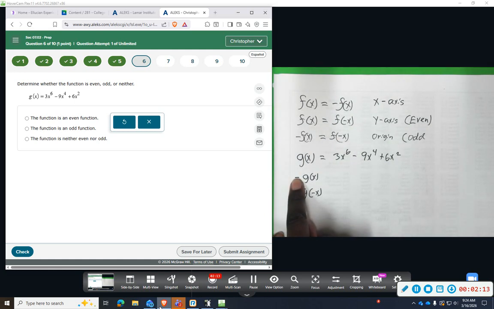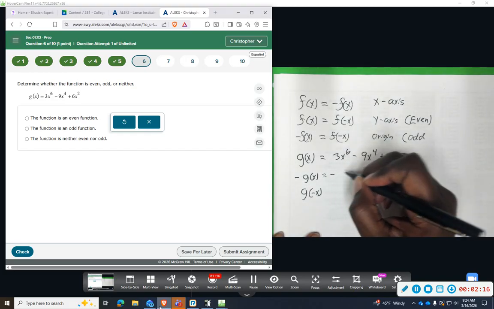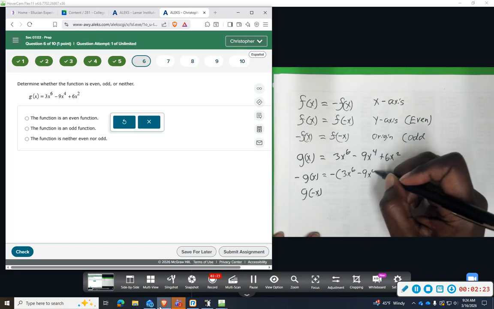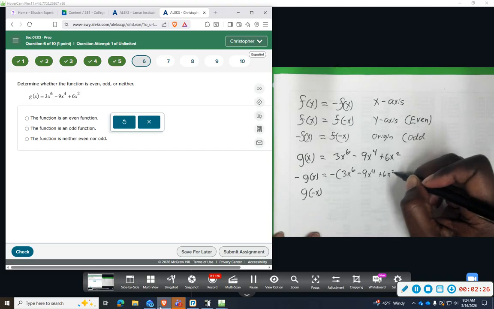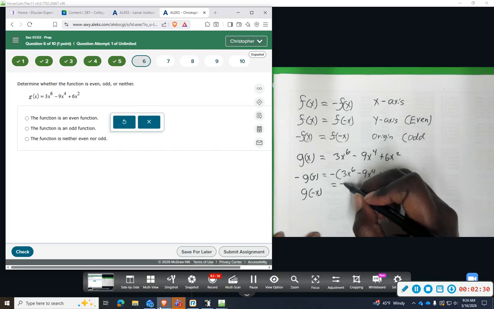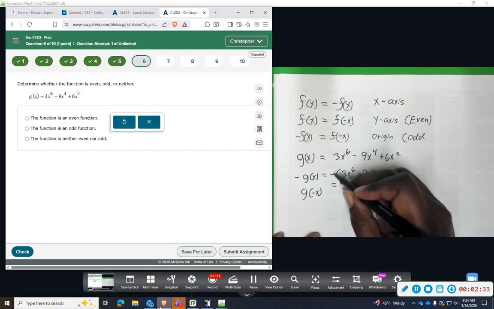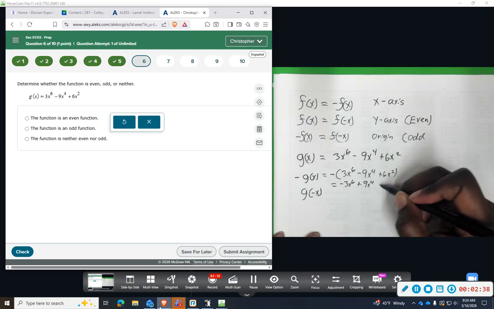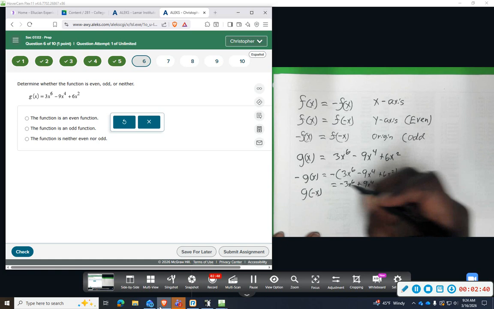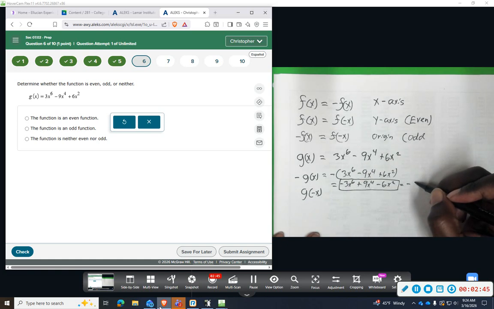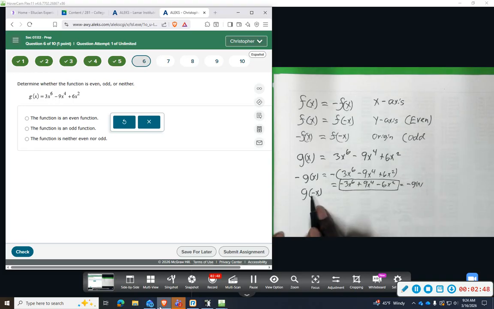So negative on the outside just means put a negative on the outside, and we're going to multiply this whole thing by negative. So distributing a negative, this would be a negative 3x to the 6th. Negative times a negative is a plus 9x to the 4th. Negative times a positive, minus 6x squared. So here is my negative g of x.